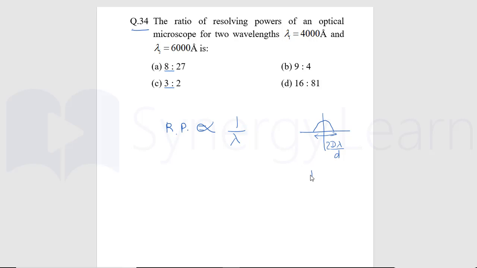So resolving power is inversely proportional to lambda. So clearly the ratio of resolving power 1 by resolving power 2 is lambda 2 by lambda 1, that is 6000 angstrom by 4000 angstrom. So the ratio is 3 by 2. So the third option is the correct option.